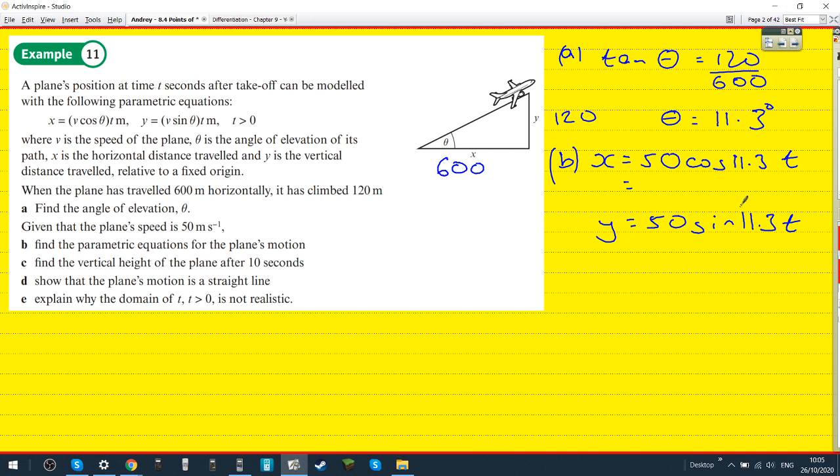Maybe we better do that. What was 11.3 to 5 sig fig? 11.310. Okay, so just for working out those ones. Okay. And C.